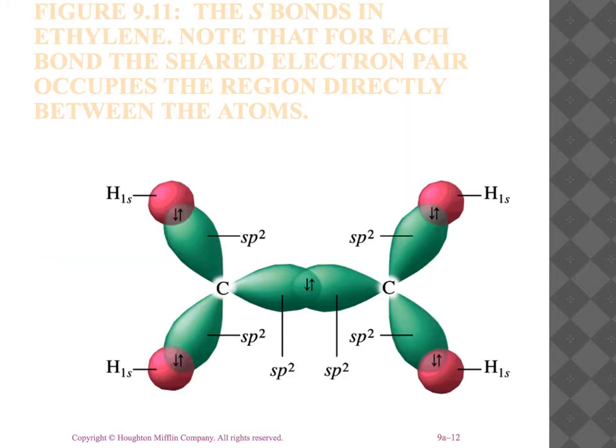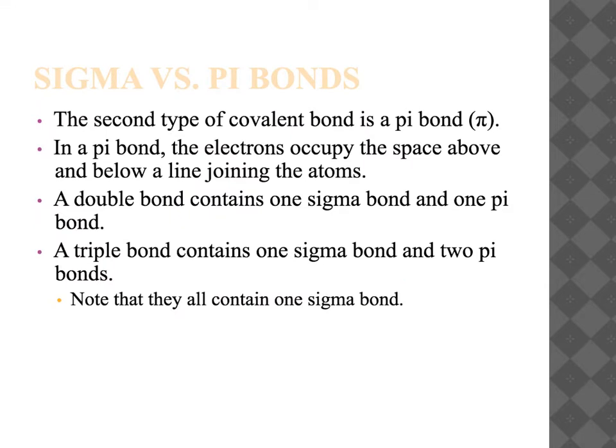Here's a picture where we have two carbon atoms bonded together, and the space right between them is where the shared electrons are. This is a sigma bond because it's right between the two atoms. The second type of bond is a pi bond, and we use the symbol pi to represent that. In a pi bond, the electrons are going to be slightly above and slightly below the space that I showed you before. A double bond contains one sigma and one pi bond. A triple bond contains one sigma and two pi bonds. So notice that they all have one sigma, and then any remaining bonds are pi.